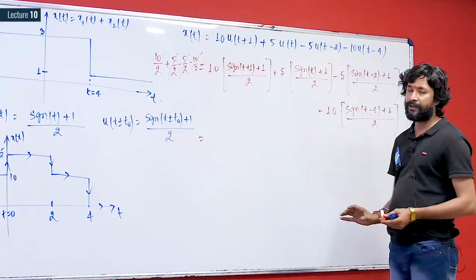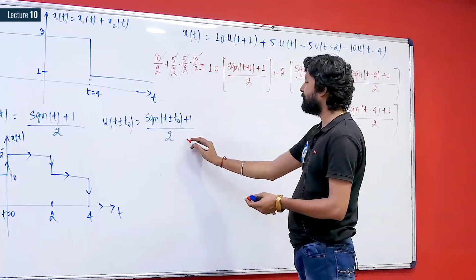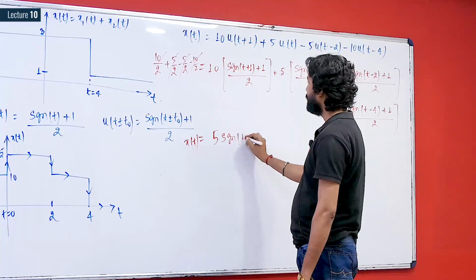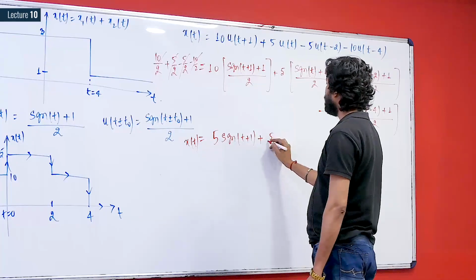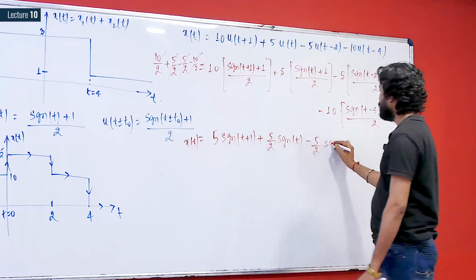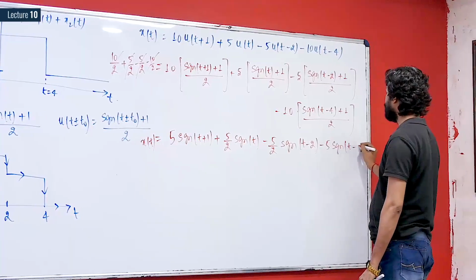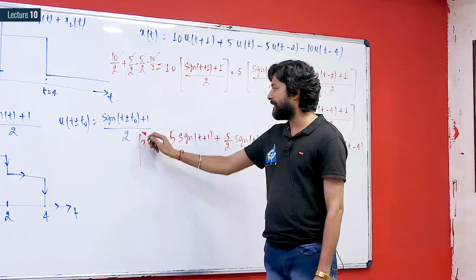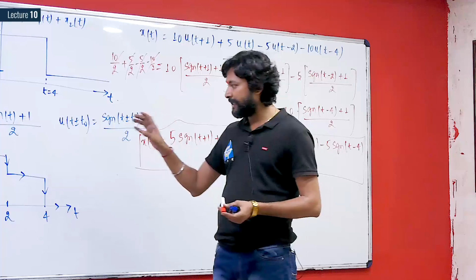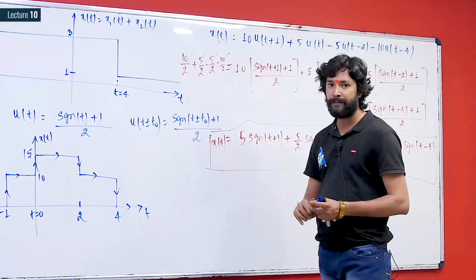So the constant term will reduce to 0, and if you see the coefficients of signum, then you can write finally this x of t is equals to 5 signum of t plus 1 plus 5 by 2 signum of t minus 5 by 2 signum of t minus 2 and minus 5 signum of t minus 4. So we have represented the given signal x of t in terms of signum function, and for that we first have converted that given signal x of t in terms of step function, then we have converted all of those step functions into signum function.